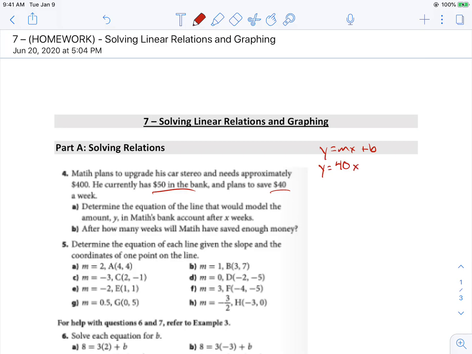because we're changing at $40 per week. Now, what's our y-intercept? That's basically our starting value. Well, it says we start with 50 bucks in our bank account, so that would definitely be our y-intercept. That's where we are starting. So after how many weeks will we have saved enough money?